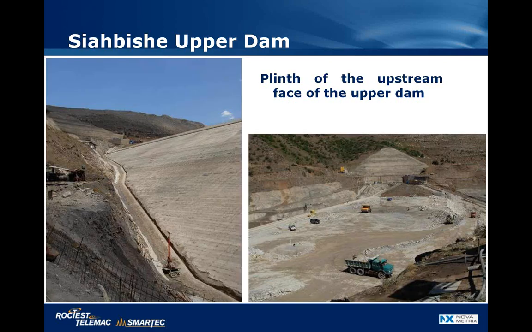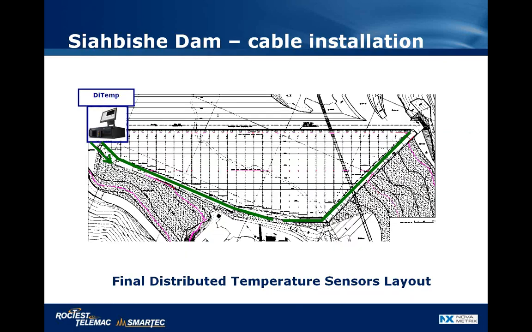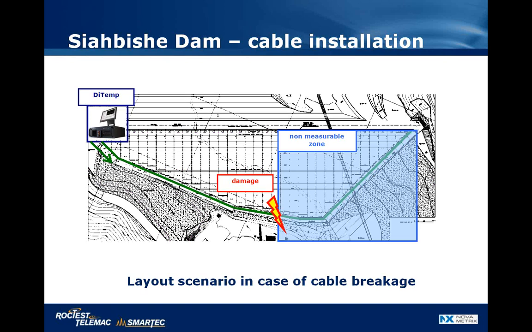Here you can see some of the pictures taken during the construction phases of the upper dam. On the left picture it's easy to see the plinth. The self-heating sensing cable was deployed all along the plinth on the dam and exit the dam structure on the crest opposite side where the cable enters. This kind of layout was selected with the aim to provide complete monitoring also in case of accidental cable breakage.